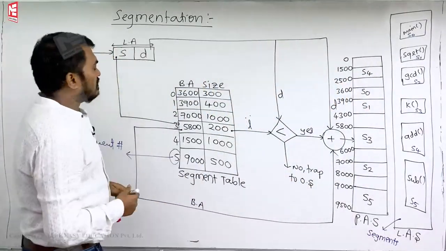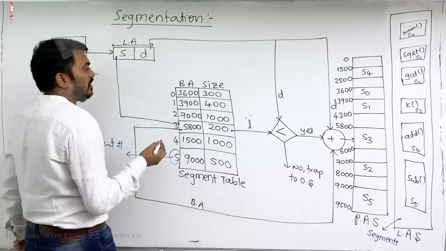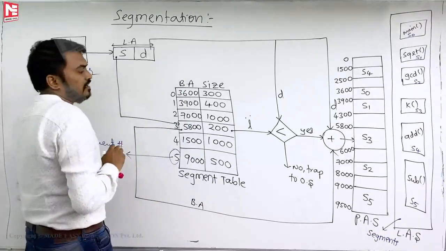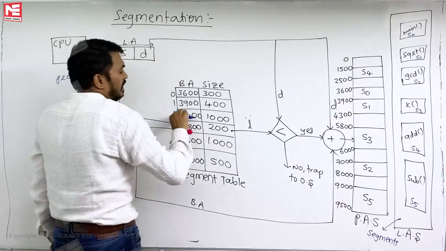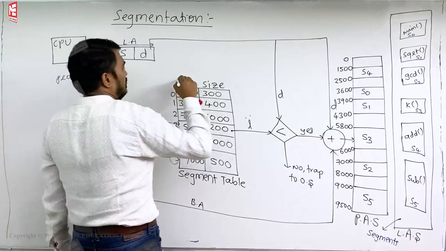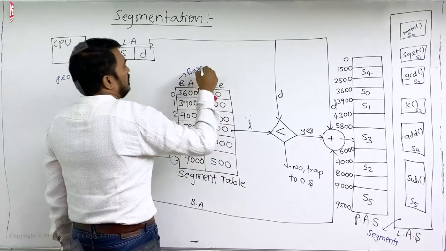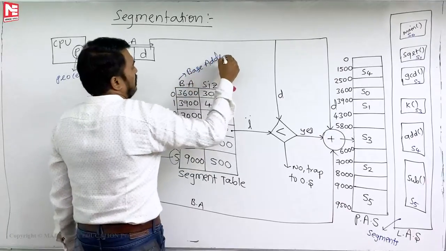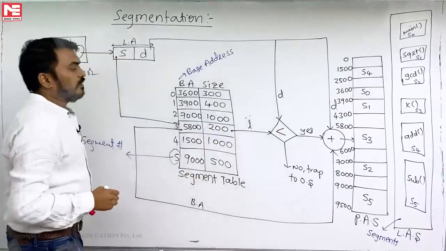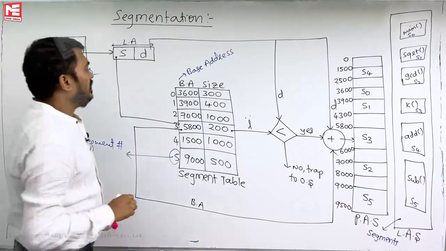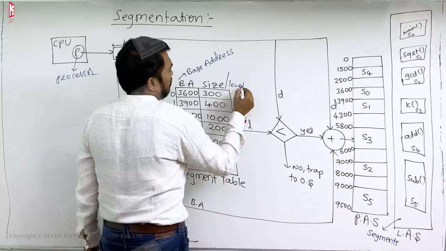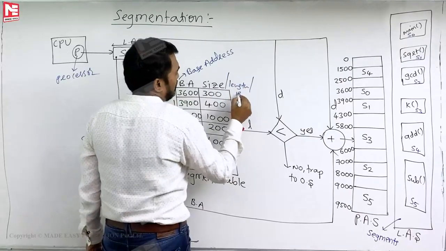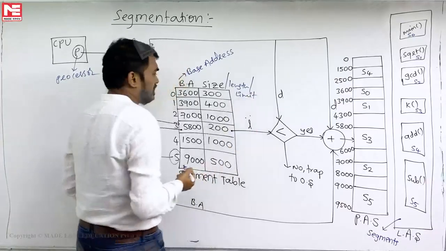Next, understand here. In the segment table entry, you have two parameters. Just listen carefully. BA means what? Base address. Note it down. And the next is size. Size is also called the length of the segment, or sometimes the limit of the segment.